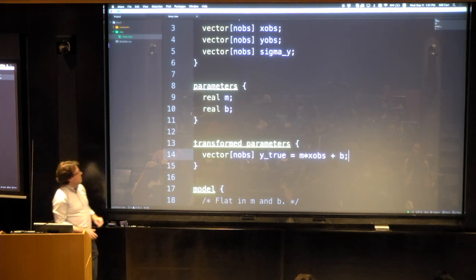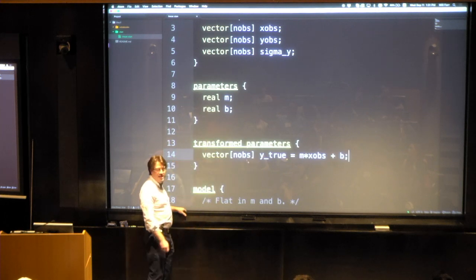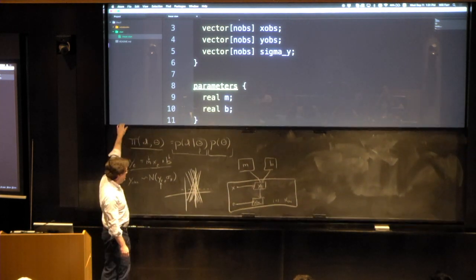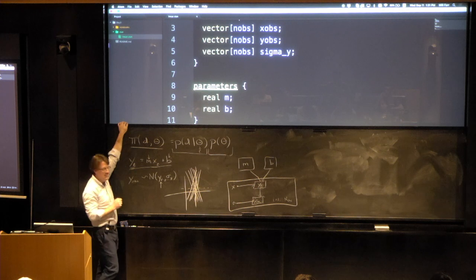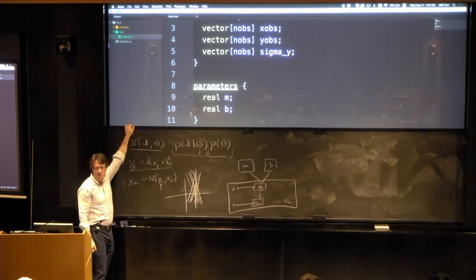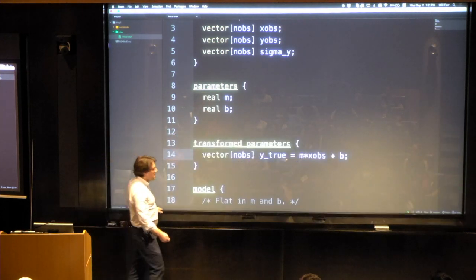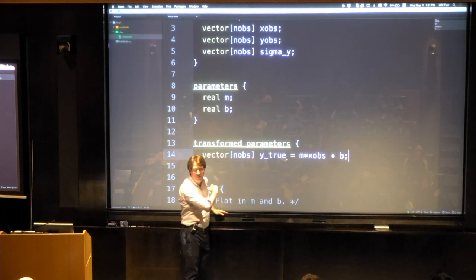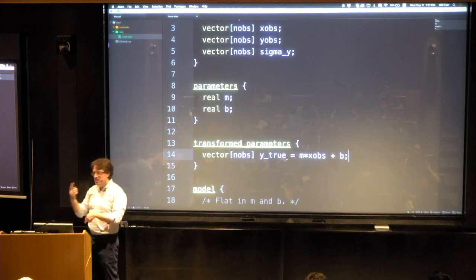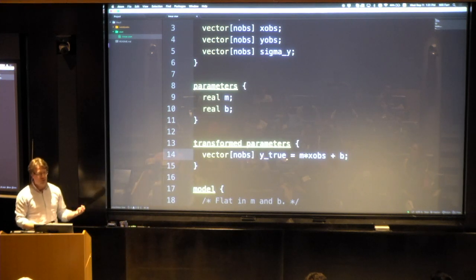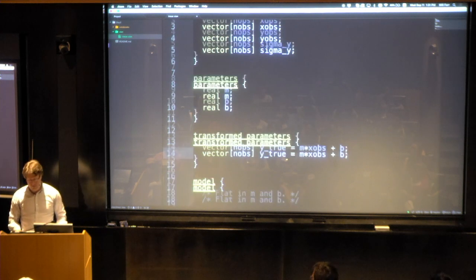Just like that. The reason I put it in a transformed parameters block rather than a parameters block is Stan doesn't actually have any freedom to pick it. In our current model, Y true is given a nice tight delta function distribution where it is exactly equal to M times X plus B. In a moment, that won't be the case. I still want Stan to remember what Y true is, and it will change as M and B change. So every MC step, when I change the slope and the intercept of the line, Y true will change. So I put it in a transformed parameters block. So Stan will keep track of this for us.